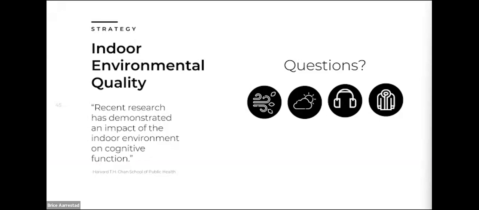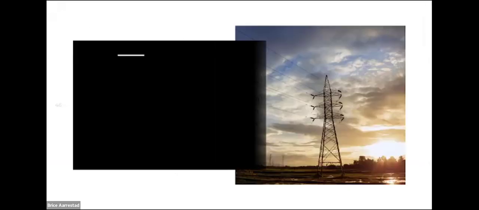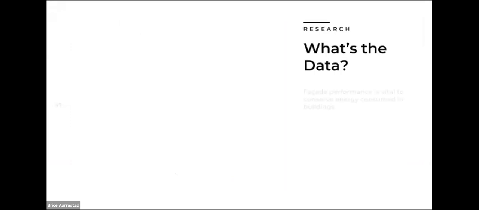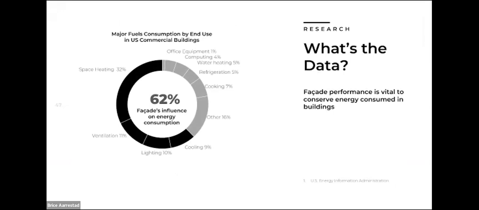We'll show you a few different ways that we can reduce energy, and a couple tidbits along the way. The building envelope holds the most potential for reducing total energy consumption in the built environment. If we look at some statistics, this one is from the US Energy Information Administration, and it's showing a chart of all the things that use power within a building. From commercial buildings, looking at office equipment, cooking, cooling, space heating, of that entire pie of energy use within a building, what percentage of that can be influenced by the facade? It looks here that 62% of the use of energy within a building is influenced by a facade, by the way it's designed, by the way it's performing thermally. So facade performance is vital to conserve energy consumed in buildings.